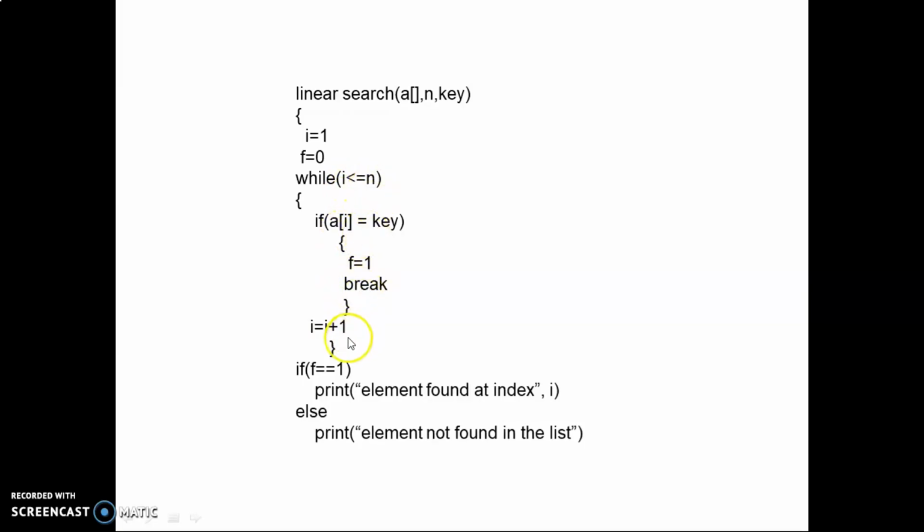So when you come out of the loop, if f is equal to 1, that means we found the element at index i. Initially we made f equal to 0. Suppose the key value is not available in the list, this condition will never become true. So f is 0 only. If f is 0, we print element not found in the list. This is the algorithm for linear search.